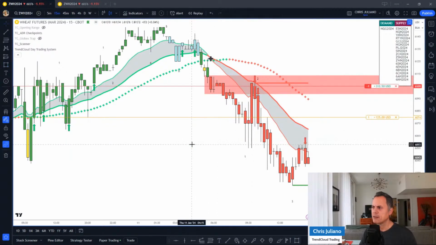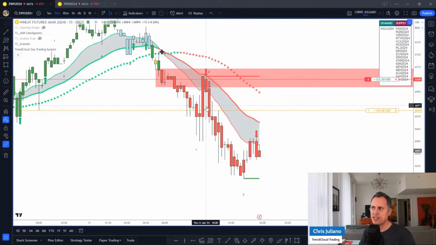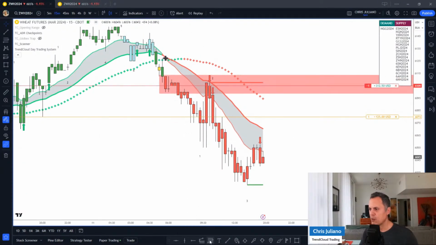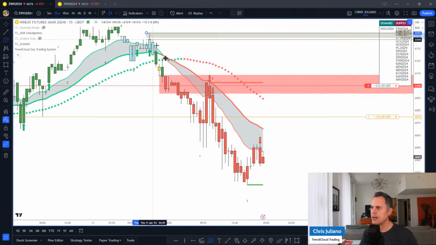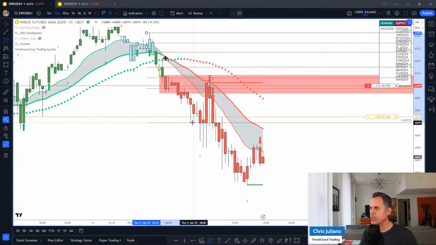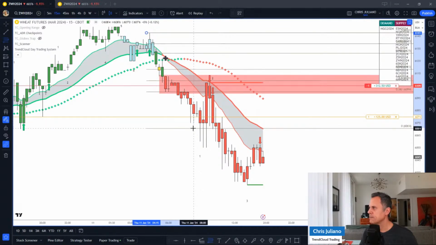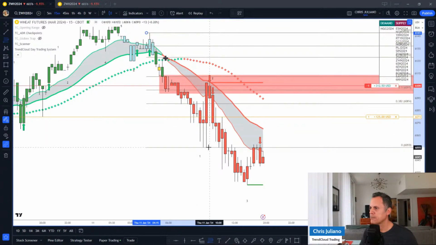Now let's add supply and demand. Here's your supply zone. That's the 5th element. And the 6th element is, in this case, resistance. The trend cloud itself is made up of moving averages. Those are resistance levels. We went one step further and grabbed our Fibonacci retracement line. We went from swing high to swing low at that moment in time, right here.